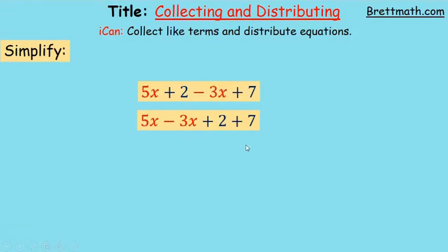That allows me to do a really nice, easy thing and do 5x, take away 3x, which, you got it, is 2x, and then I've got to add 2 to my 7. So plus 2 plus 7 gives me plus 9.